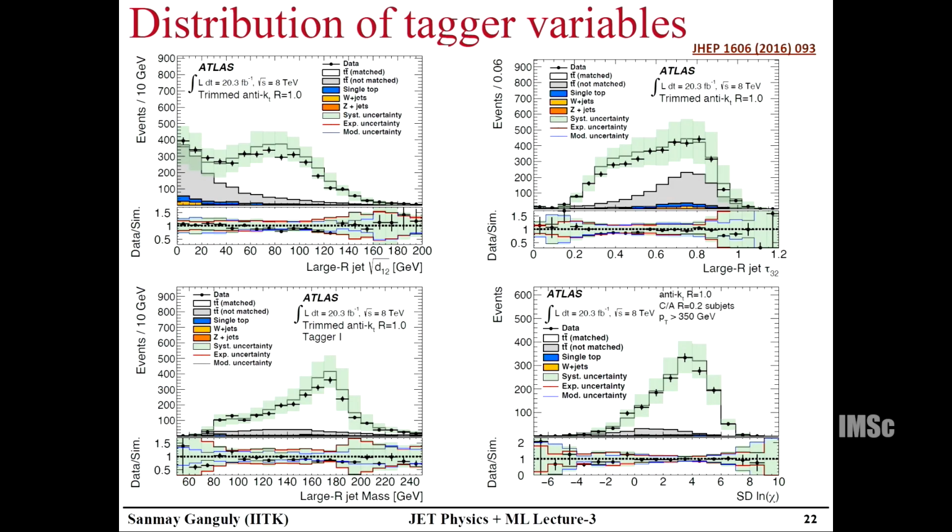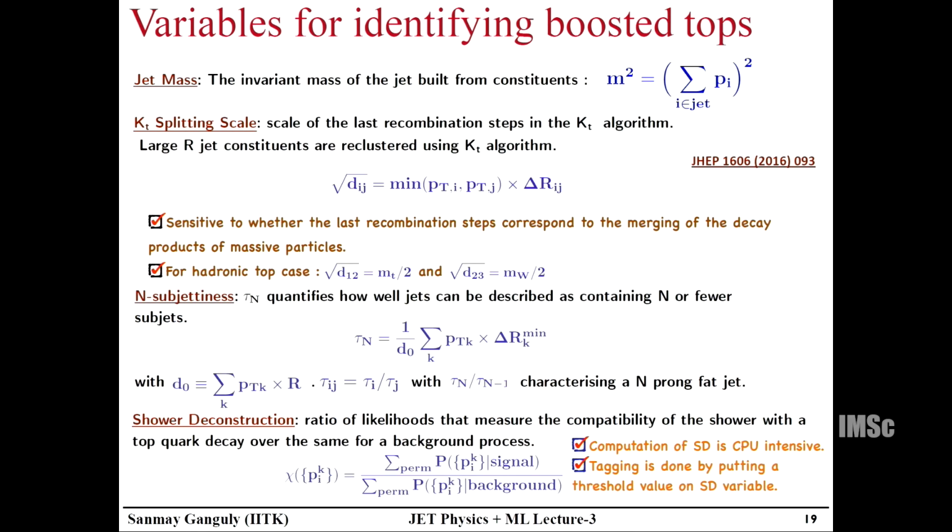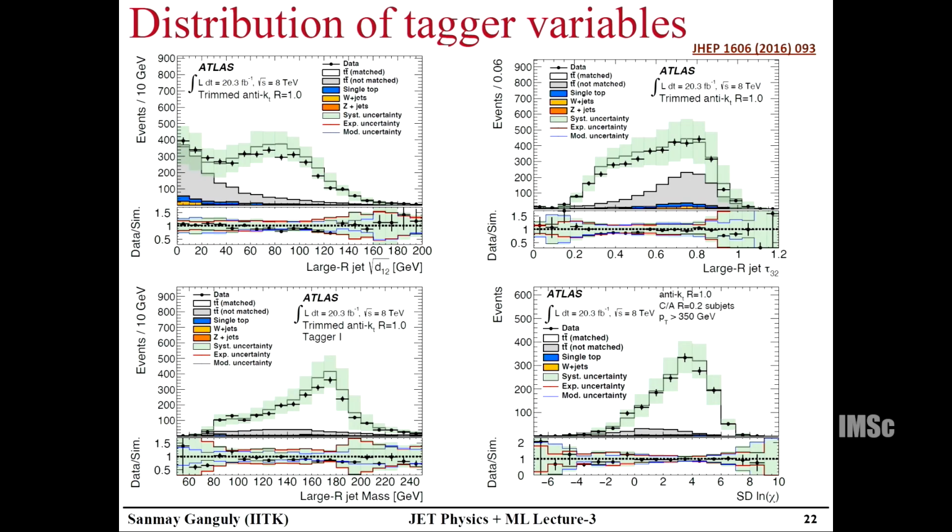Look at these individual quantities that we build up, something called KT splitting scale and N-subjettiness and so on and so forth. So this is the KT splitting scale of D12. Although these are sort of complex objects, for a boosted top scenario and boosted W scenario, this is boosted top essentially. This was from 8 TeV. I'm showing some old plots, but nonetheless it carries the same message, that you can see where the tau 32 is picking up and where the KT splitting scales are picking up.